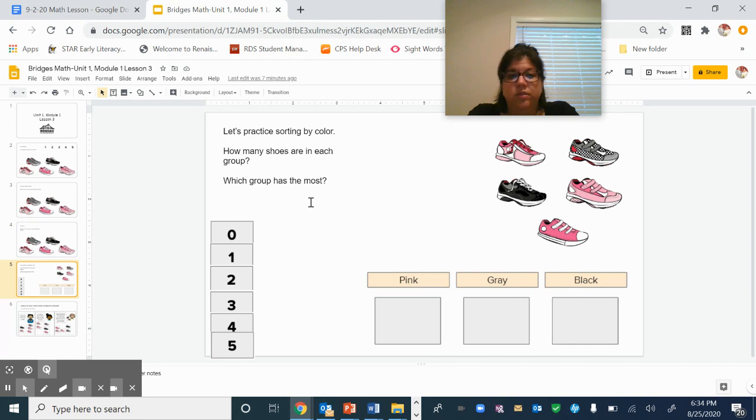So let's practice doing that. So this word right here is P-I-N-K. Do you know that color word? It's pink. So I'm going to move all the pink shoes in this part here. I'm going to slide them on over.